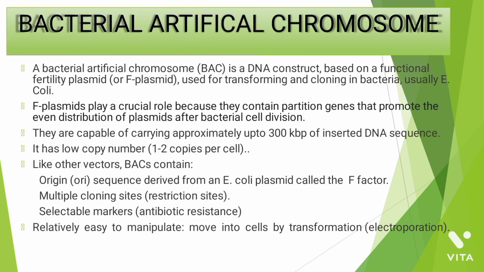Now I'm going to discuss bacterial artificial chromosome. These are DNA constructs based on functional fertility plasmids, or F plasmids, which are used for transforming and cloning in bacteria, usually E. coli. F plasmids play a crucial role because they contain partition genes that promote the even distribution of plasmids after bacterial cell division. BACs are capable of carrying approximately 300 kilobase pairs of inserted DNA sequence.